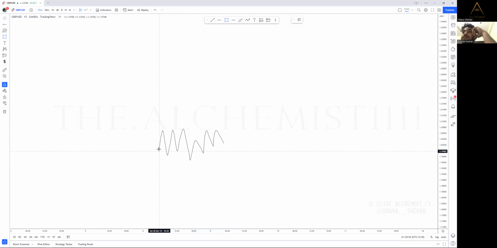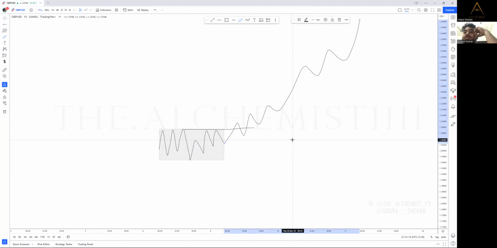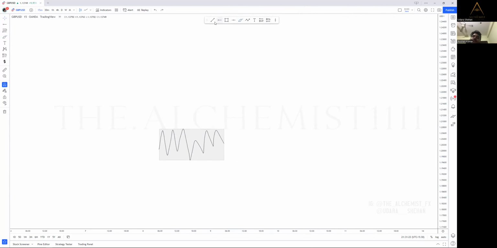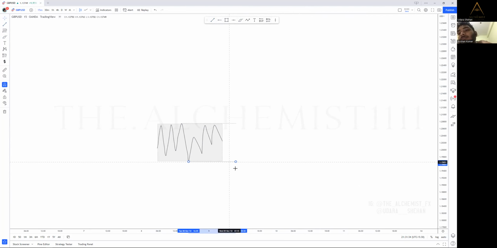So let's say this right here is the Asian session. Now, there are these breakout traders who are expecting moves like this. If the market breaks above the Asian high, they're expecting the whole day to be bullish. If it breaks below the Asian low, they're expecting the whole day to be bearish. So above the Asian high, they place buy stops, and below the Asian low, they place sell stops. Either way, they think they can make the money.